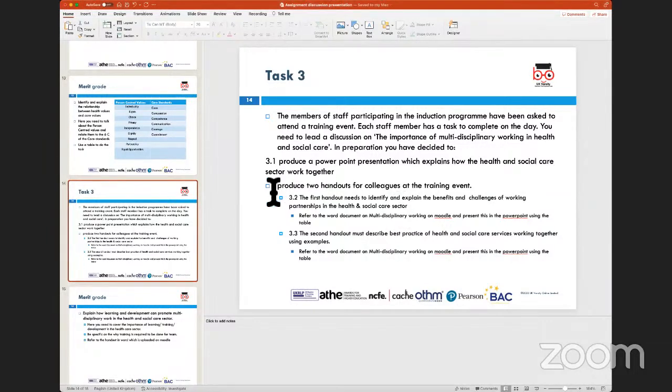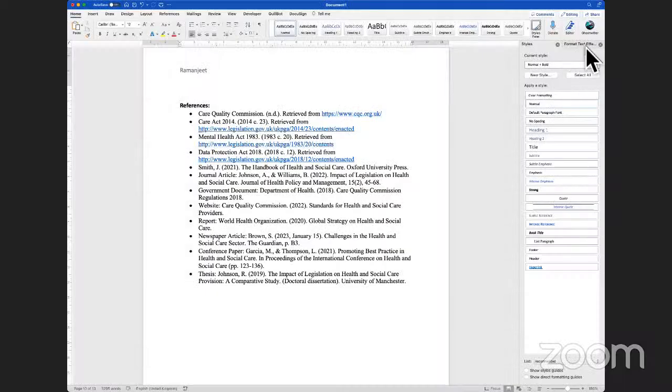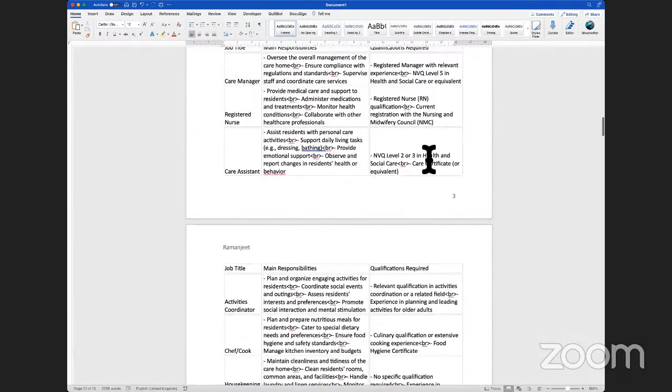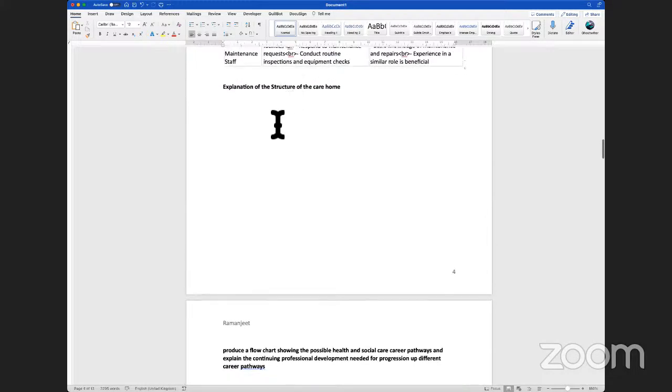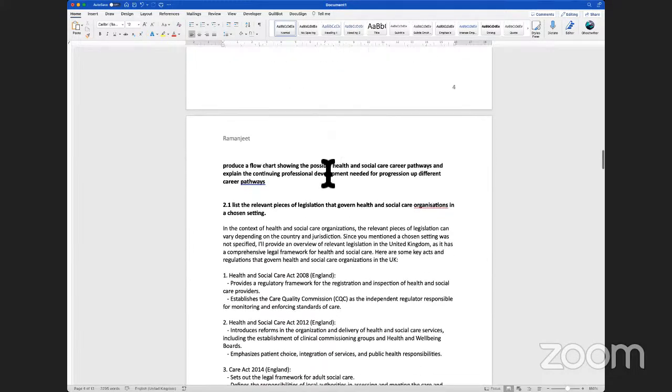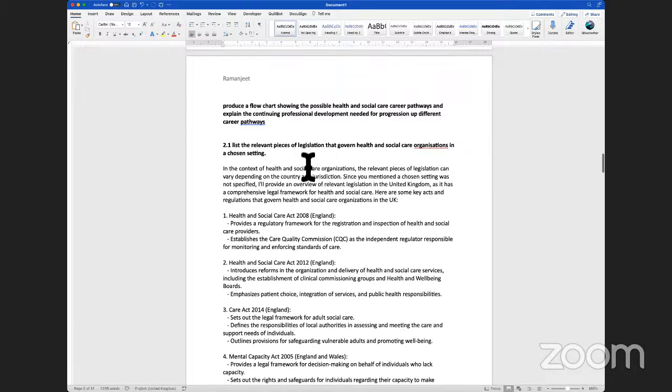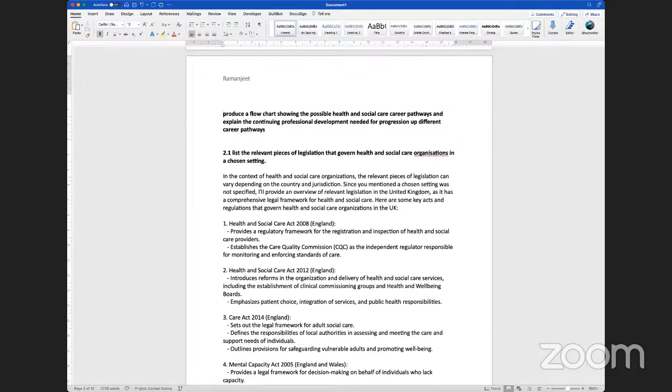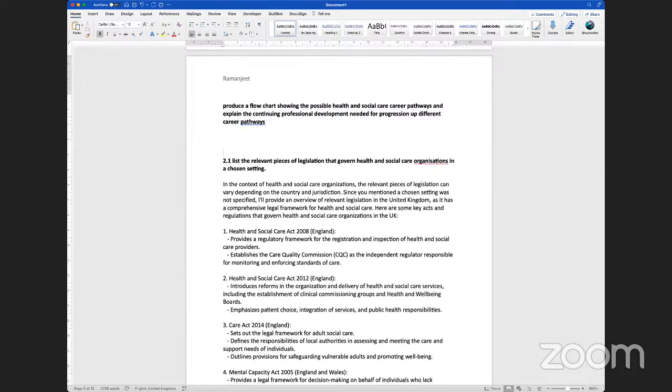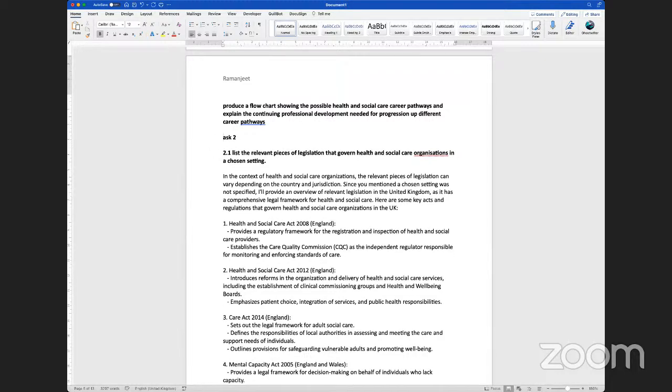Now, before we go into task 3, which is a PowerPoint presentation, let's very quickly look at how the Word document is shaped up in terms of doing this particular assignment that I'm explaining how we are looking at covering. So if you see, we started off by explaining the structure of the care room. Then we looked at task 2. So here what I will do is basically put task 2 as heading.